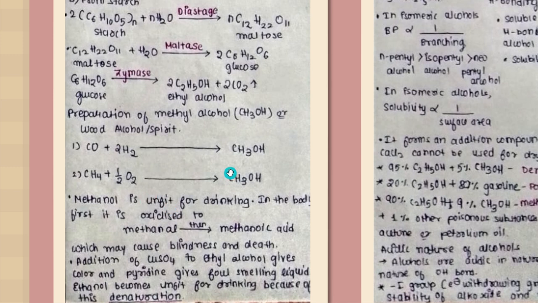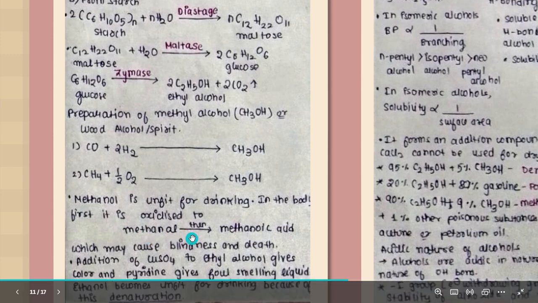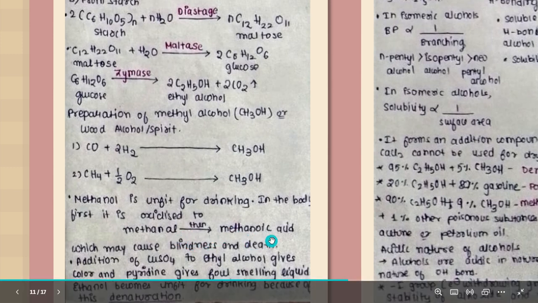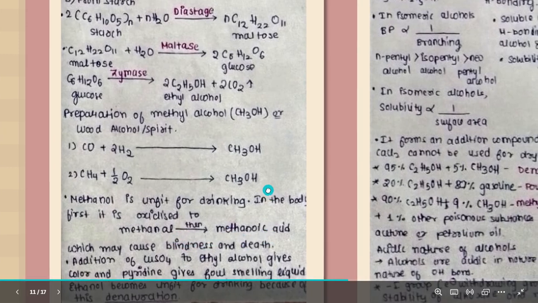Now if a person drinks methanol, what will happen? In the body that methanol is oxidized to methanal. Methanal is what? Aldehyde group, right? Methanol is alcohol, and alcohol gets oxidized to aldehyde. Then from this methanal to methanoic acid, a carboxylic acid, it gets oxidized again, which may cause blindness and further death.